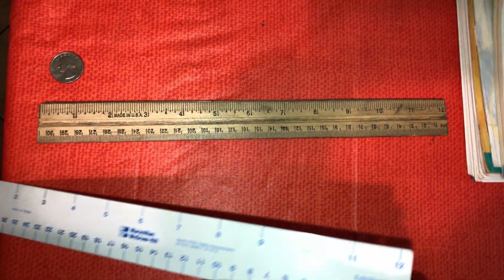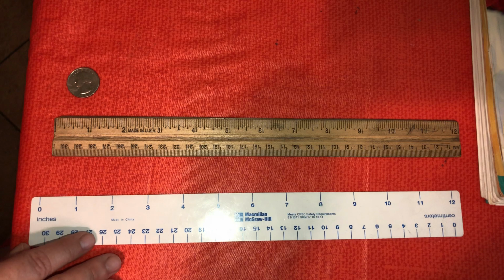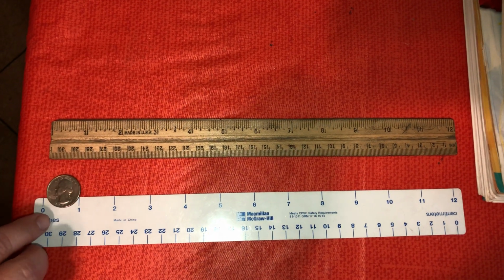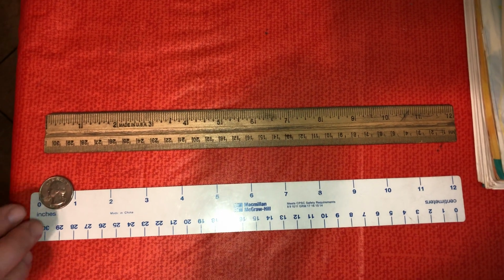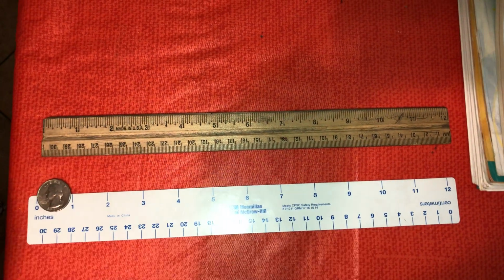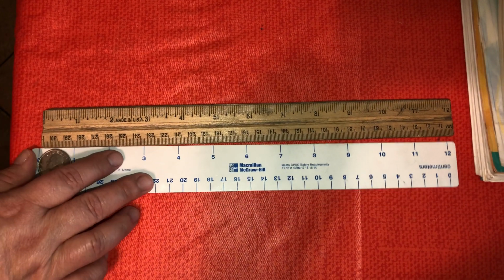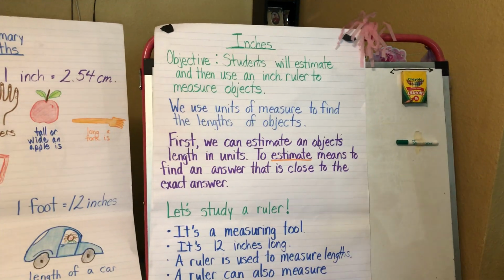You have to remember that a ruler has 12 inches, and remember that we can estimate by thinking of a quarter being as wide as 1 inch. Okay, so ruler goes up to 12 inches. Okay, let's look back at our poster here. So it says, let's study a ruler.